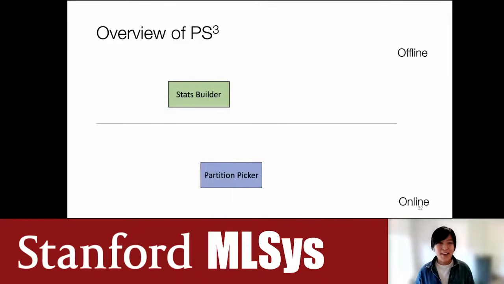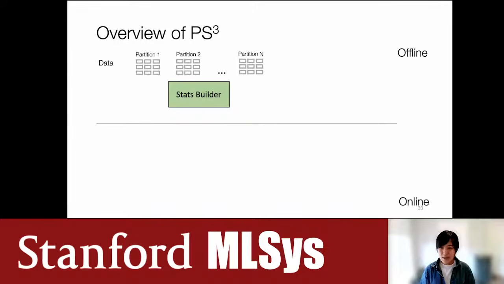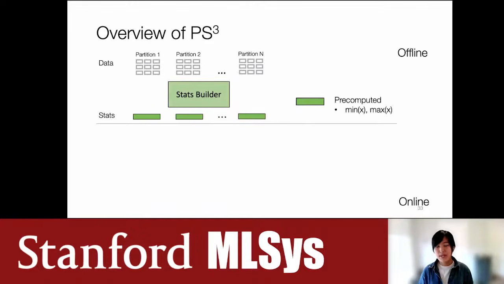So now let's look at how the system works in a bit more detail. PS3 contains two main components, the stats builder and the partition picker. In the offline phase, the stats builder takes as input some raw data partitions, and outputs a set of summary statistics for each partition. In this phase, we only compute simple single-column statistics such as the range of each column.